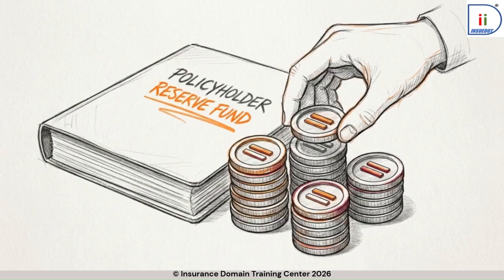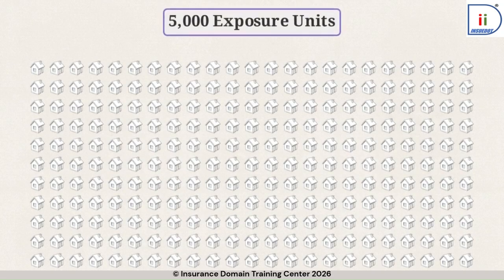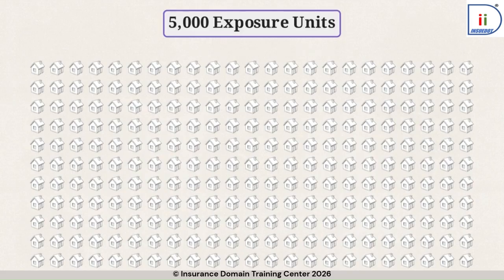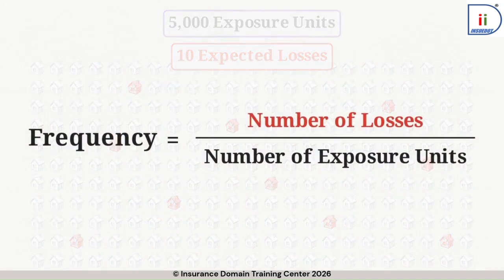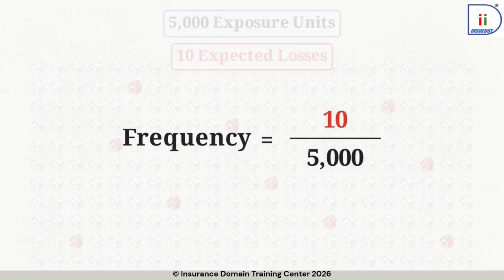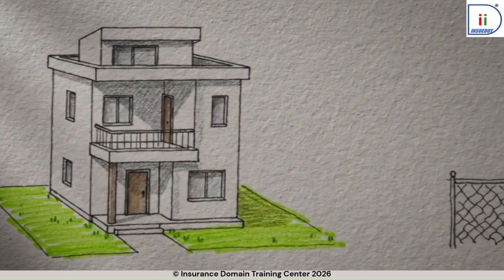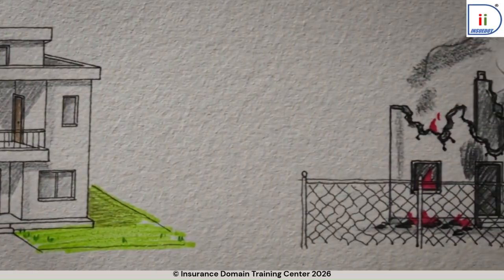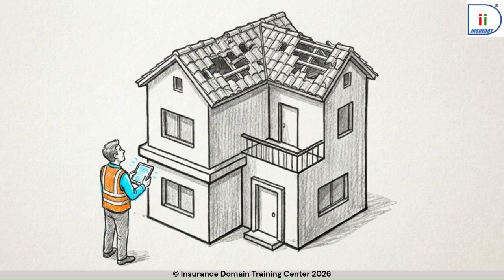To measure how often things go wrong, we look at exposure units. Here, that's 5,000 identical houses. Historical records show 10 typically suffer fire damage yearly. To find frequency, we divide those 10 expected losses by the 5,000 houses covered. This gives us the rate of occurrence, but it doesn't tell us anything about the actual financial impact of those fires. Knowing how often a fire breaks out is only part of the calculation.